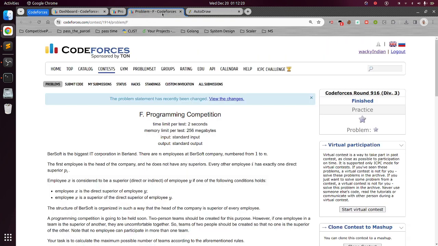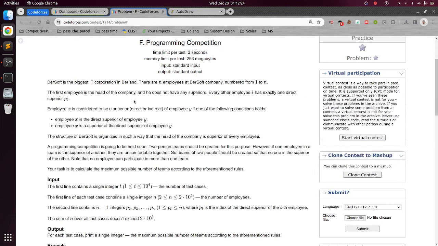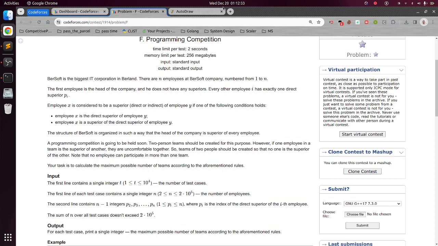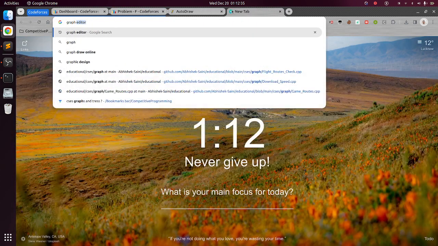Okay, moving on to F. Pretty much an easier problem, I would say, because we just have to see what is happening and what can be taken into consideration. So I would definitely open the graph editor.